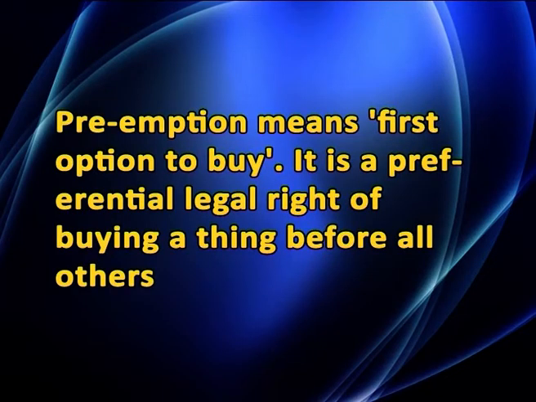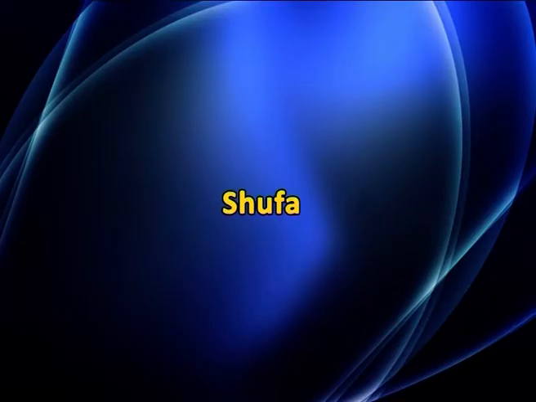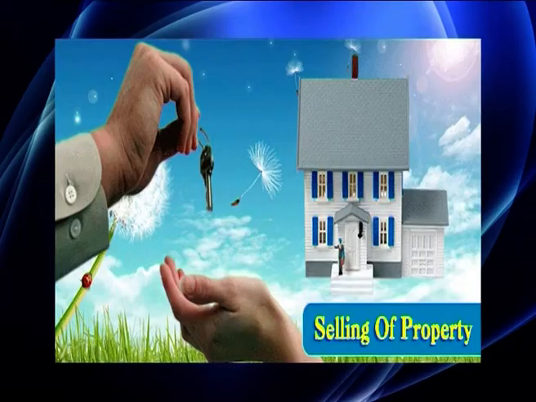Now friends, firstly we must have an idea what is pre-emption. Pre-emption means first option to buy. It is a preferential legal right of buying a thing before all others. Under the Muslim law, it's called Shufa. It's a right to repurchase an adjacent immovable property which has been sold to someone else by paying a sum equal to the purchase price.